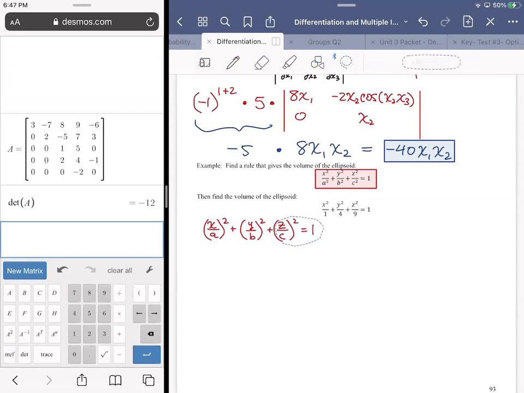The benefit of writing it this way is that we can create a substitution that would allow us to swap out the x over a, the y over b, and the z over c for something simpler. All right. So we would let u equal x over a. We would let v equal y over b. And we would let w equal z over c.